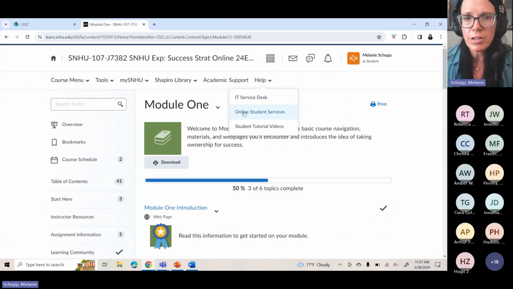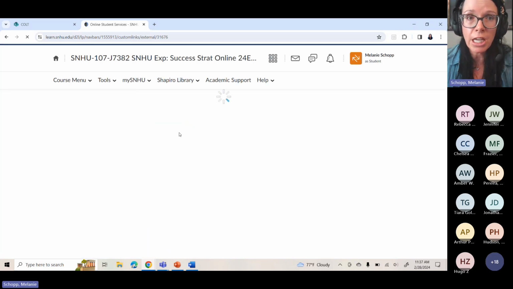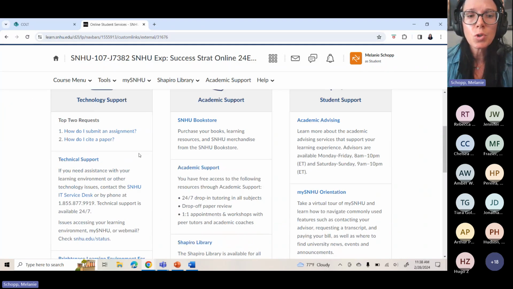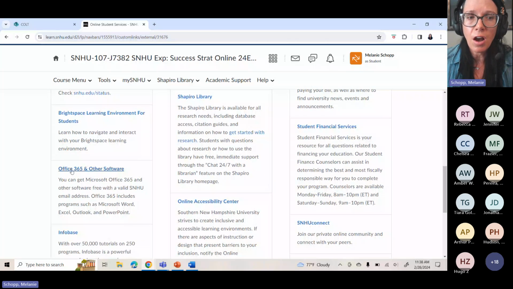The other thing I wanted to point out is you can find all departments underneath Online Student Services. Now, as an SNHU student, you get Office 365 for free. Like I mentioned, with your SNHU 107 class, you have some template assignments and that project. Those are all done in Microsoft Word or something compatible. You can find it here underneath Online Student Services. If you scroll down about halfway, you'll see Office 365 and other software. Click on it, follow the prompts. It'll help you get it all downloaded for your success, okay?